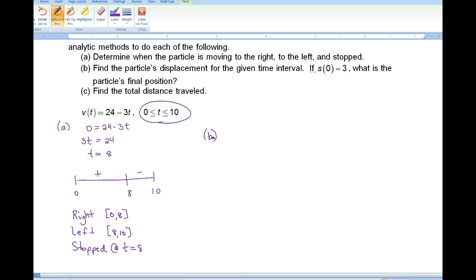All right, B. Find the particle's displacement. Above we said displacement was the integral from 0 to 10 of v(t) dt. Right? This is displacement.